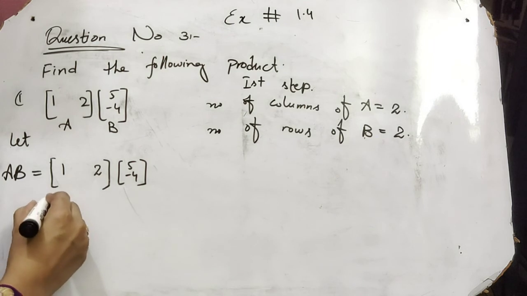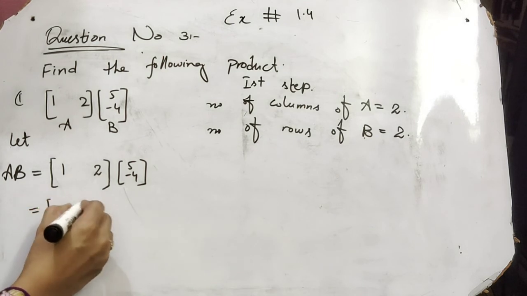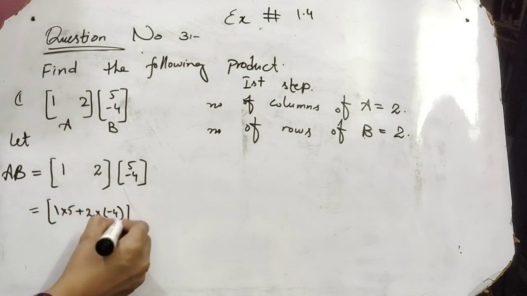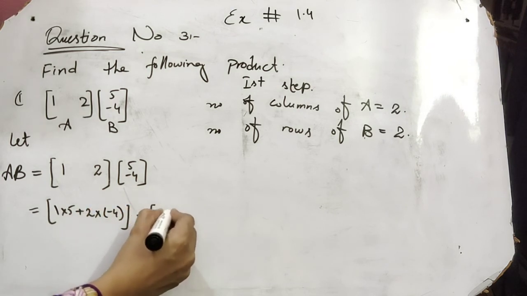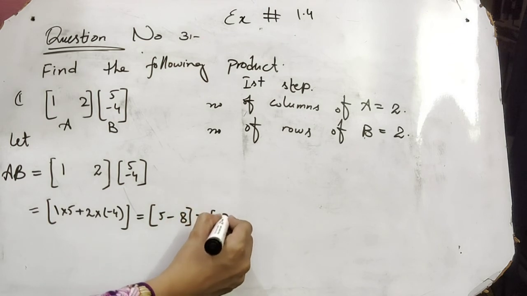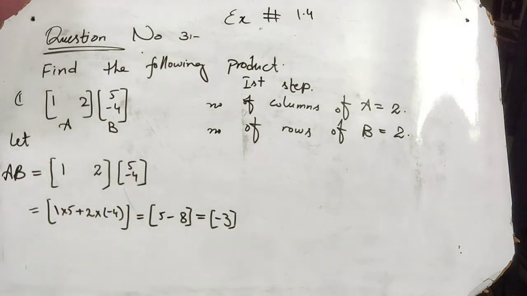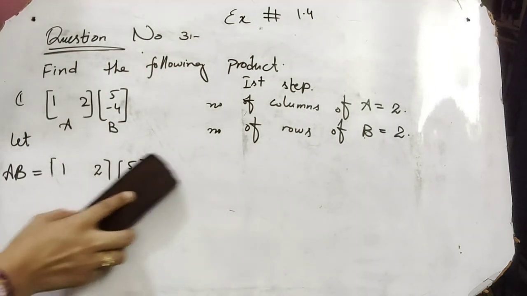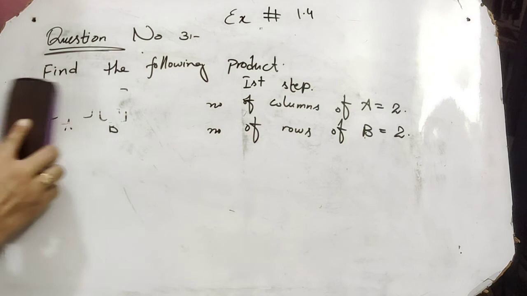Now we find the product. 1 multiplied by 5 plus 2 multiplied by minus 4, which is equal to 5 minus 8, which will be equal to minus 3. Okay, this is the answer of the second part.